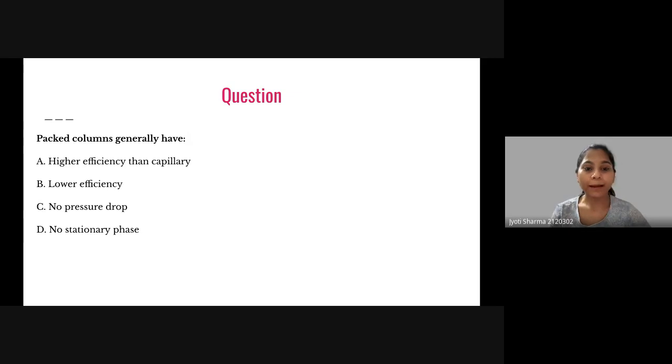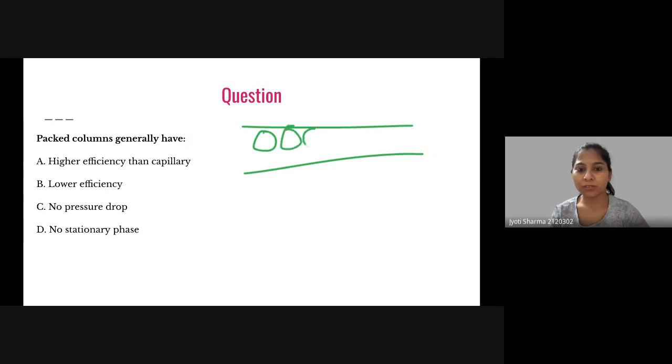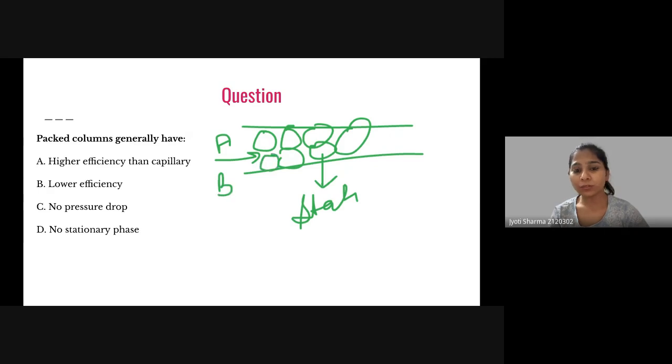If we are talking about the packed column, let's say this is your tube or packed column, and we have a lot of molecules here that are part of your stationary phase, right? So whenever your chemical A comes along with some carrier gas, there are a lot of molecules. Those molecules will restrict the movement of this A, and that's how the pressure drop will increase.